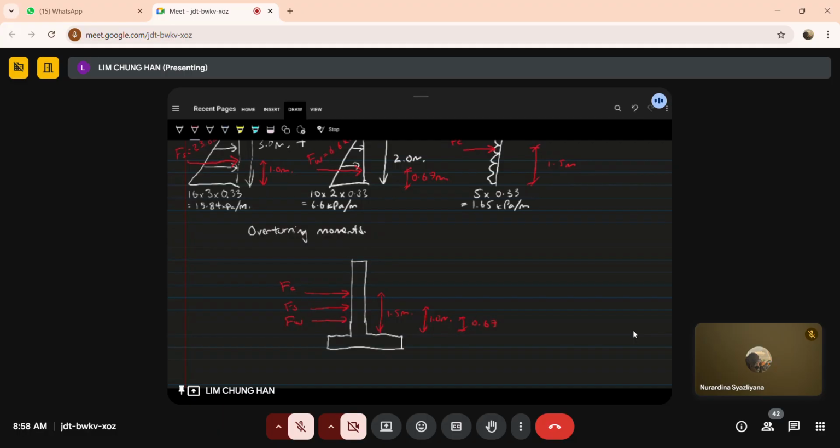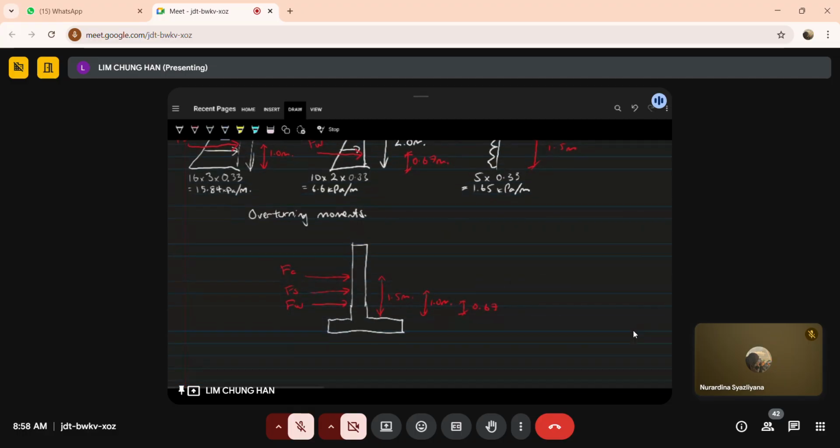So you have these three forces pushing on your retaining wall, and it will cause the retaining wall to do two things. It will cause the retaining wall to rotate. It will cause the retaining wall to slide. Okay? It will do both things. All right? So now we have to get the moment. What is that moment? How do you calculate the moment? Well, you have your lever arms already.